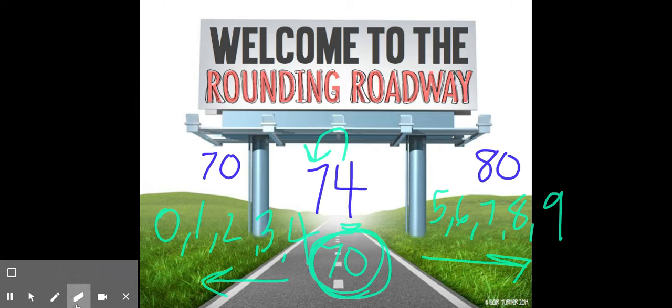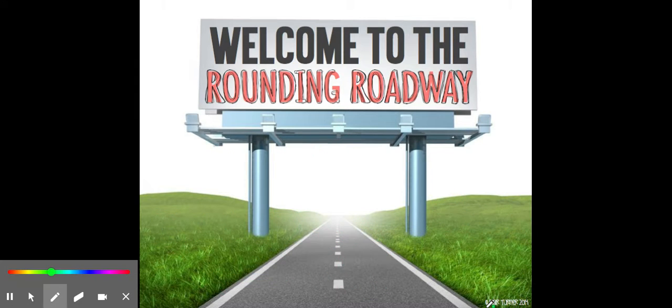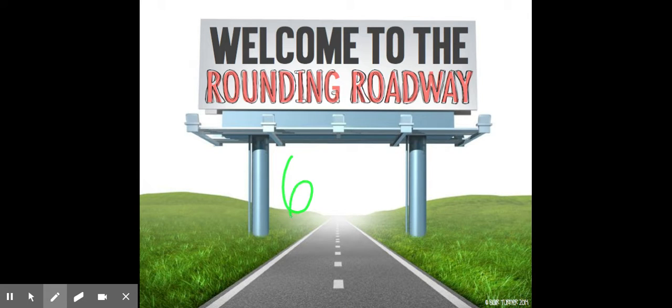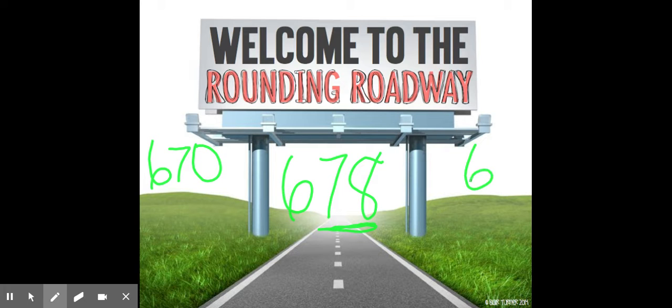All right, let's try another example. This time I'm going to use a number that's in the hundreds place. So I'm going to use 678. And we're rounding this number to the nearest 10. So I'm going to look at my tens and my ones and figure out what the nearest 10 would be to 678. Can you figure it out? The tens that 678 would be between would be 670 and 680.